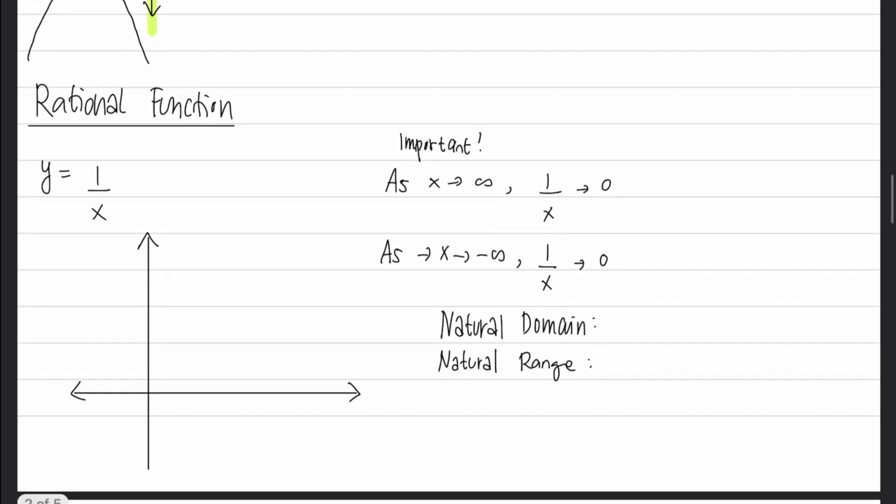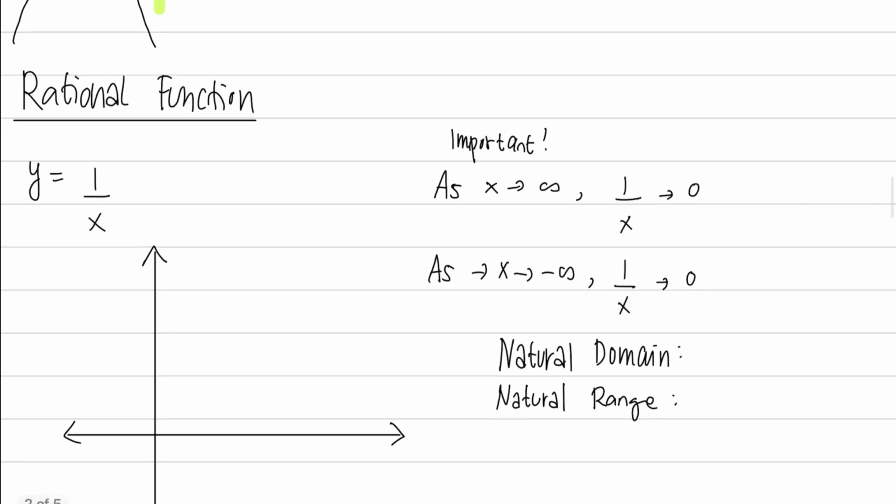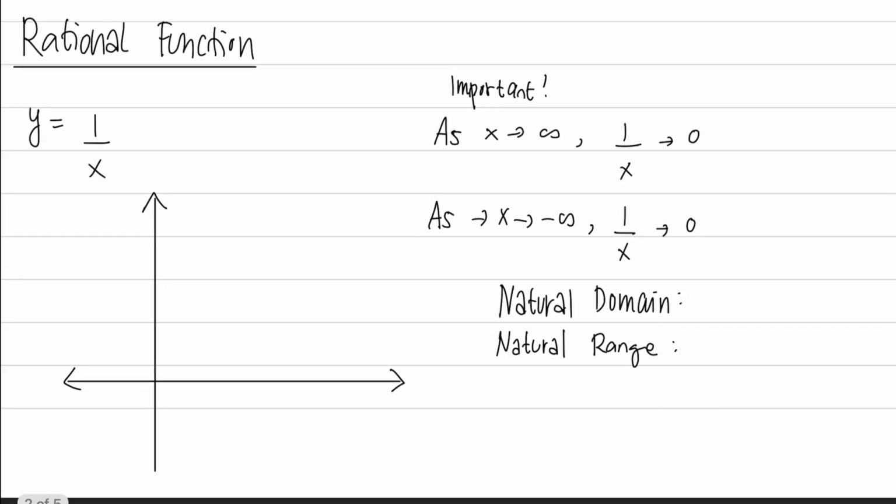The last one is the rational function. This is the simplest rational function, y equals 1 over x. And if you plot the graph of this function, the graph looks like this. It has an asymptote. What is the domain and range of this function?